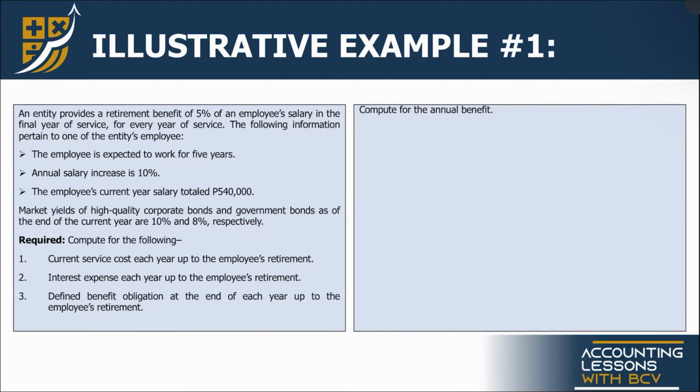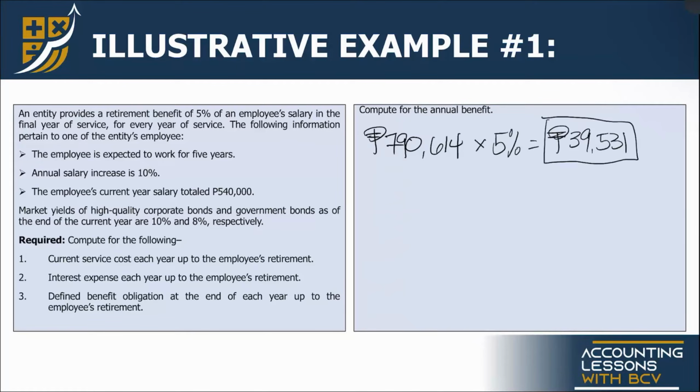Anong sabi ulit sa actuarial assumptions natin? 5% daw ng employee salary in the final year of service. So the annual benefit is simply equal to 790,614 times 5%. So magkano annual benefit niya? That would be 39,531. So that will be your annual benefit.